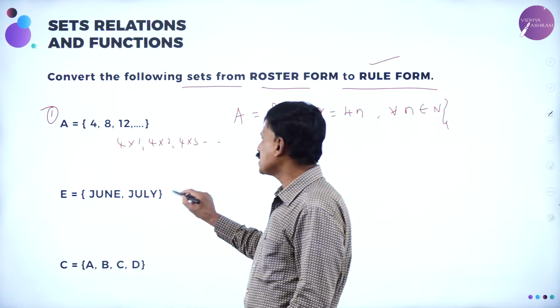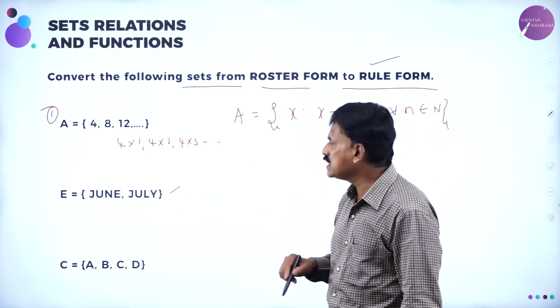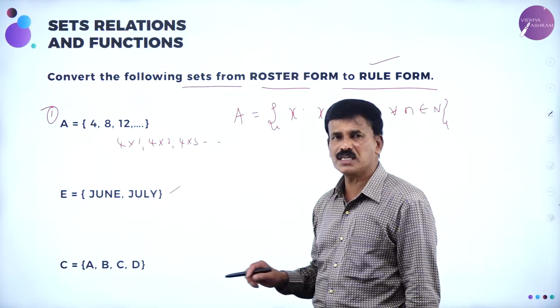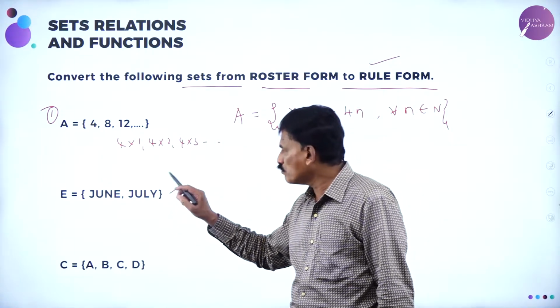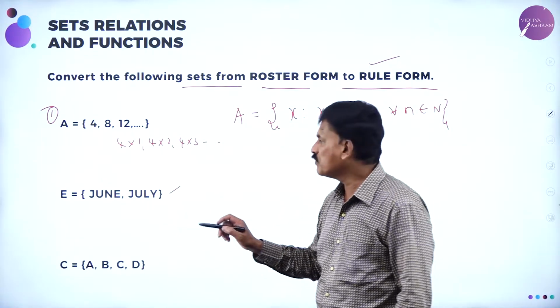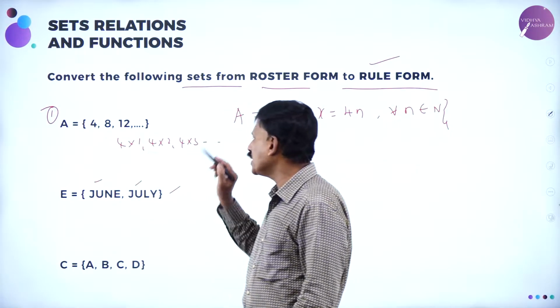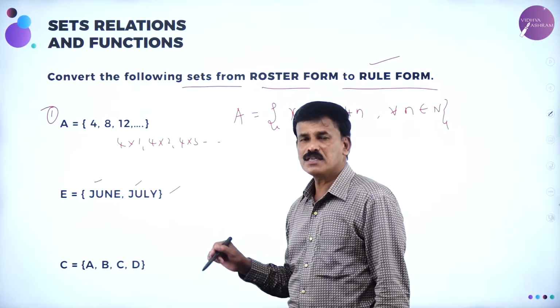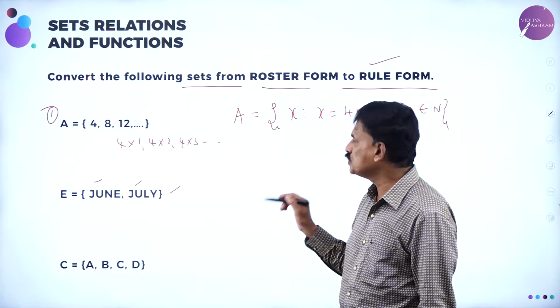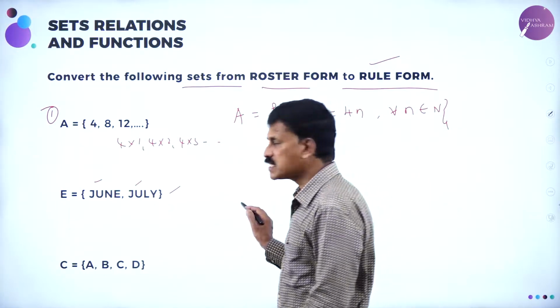Now let us come to the second problem. B is equal to June and July. If you observe carefully, these are the months which start with J. June and July, so that is nothing but the months of the year which start with J. That's it. Now how to write the statement for this?